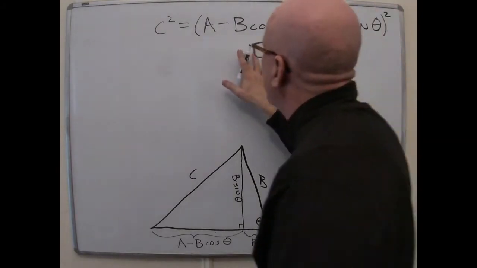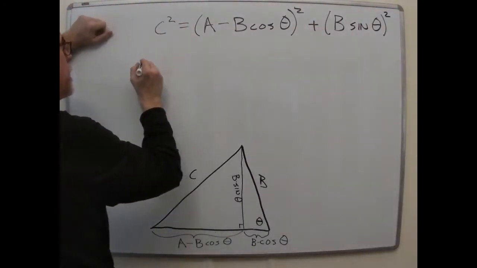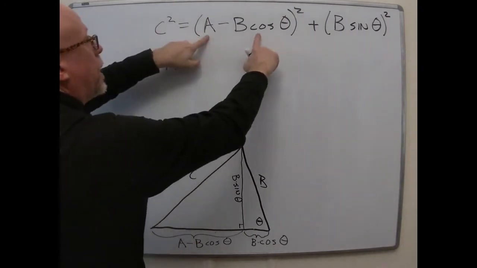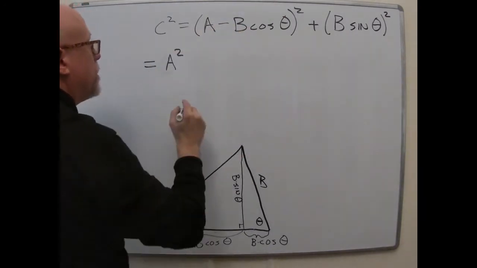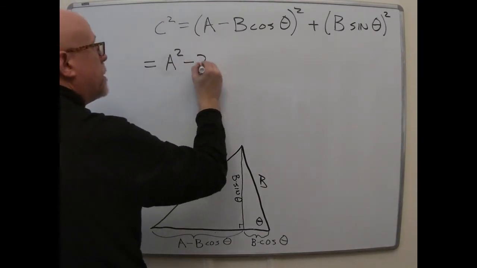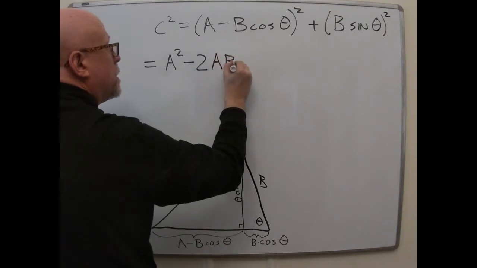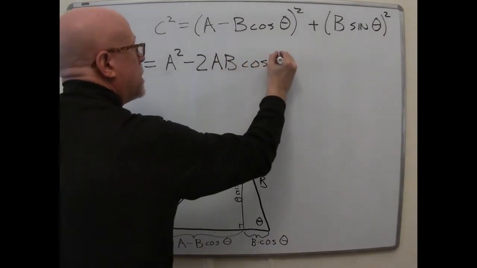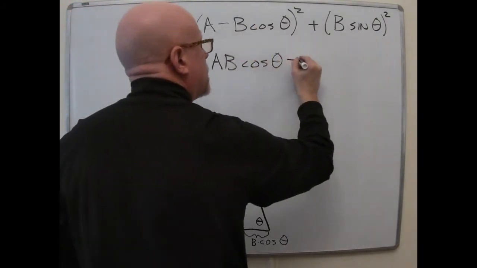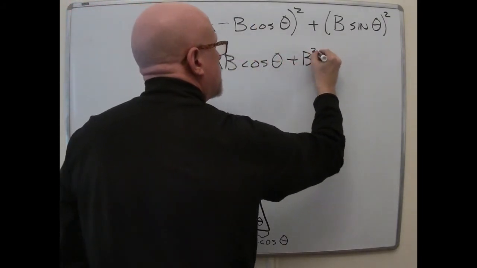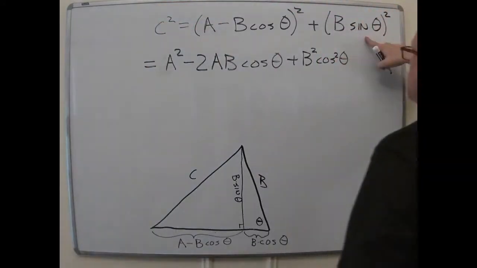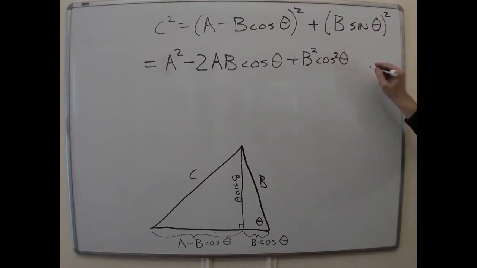Alright, so just a bit of work to do. I'll have to FOIL this side out, and you'll get a squared minus 2ab cos theta, because outer times outer and inner times inner are both the same. And then finally there's a plus b squared cos squared theta. I hope I've got room for this piece still. That'll be b squared sine squared theta.